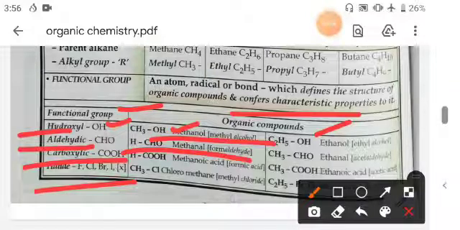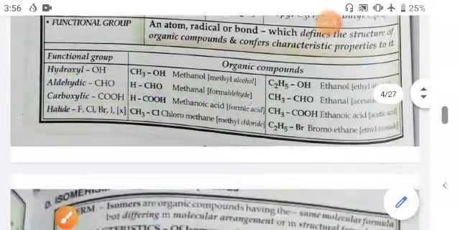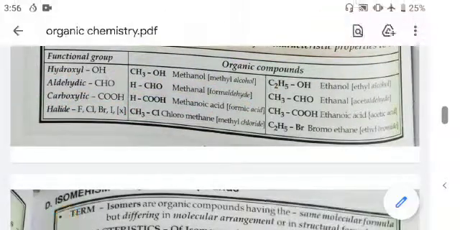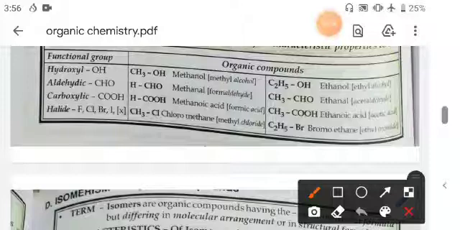So when OH is there, this one is called methanol, and COOH is called methanoic acid. That means COOH you can read as oic acid, and CH3Cl, that means chloromethane. Instead of chlorine, if there is bromine, it is called bromoethane, bromomethane, bromopentane. Here this one is bromochloromethane and this is bromoethane.